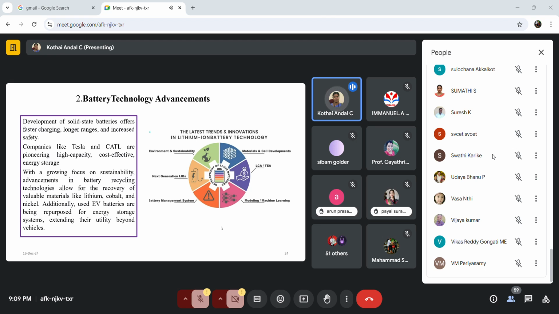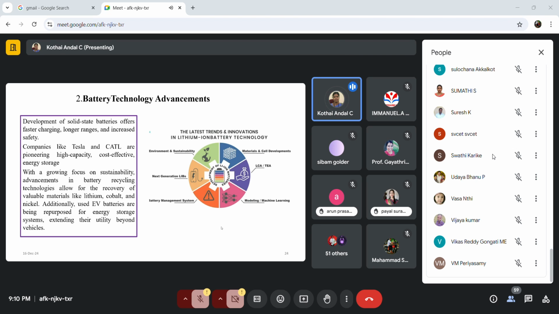Then second, we have discussed that battery technology is advancing. Among the recent trends and innovations, lithium-ion batteries are used in all the vehicles nowadays because of their advantages. But in future, more research and development is happening on solid state batteries, and lithium-ion batteries can be replaced by solid state batteries because of more power density and less leakage.